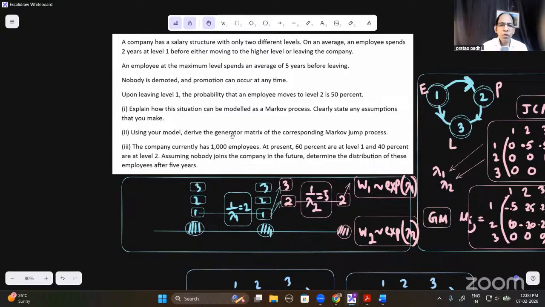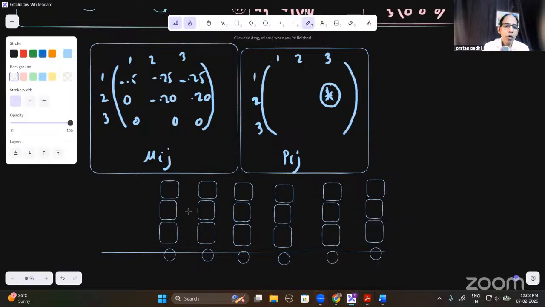All right, generator matrix, all that we have done already. Part 2: the company currently has 1,000 employees. At present, 60% are at level 1, 40% are at level 2. We wanted to solve this. So what happened here? We try to find the transition matrix here. Then another transition matrix, P. This is one transition matrix, this is one transition matrix, this is one transition matrix. So this transition matrix is P. Once we know this is 60%, this is 40%, this is 0, then what we did is we went on multiplying the matrix 5 times.